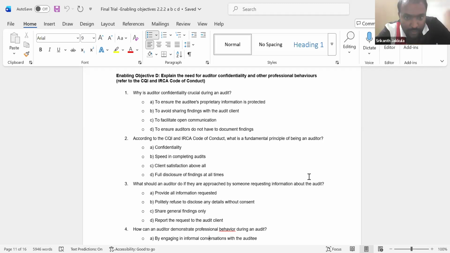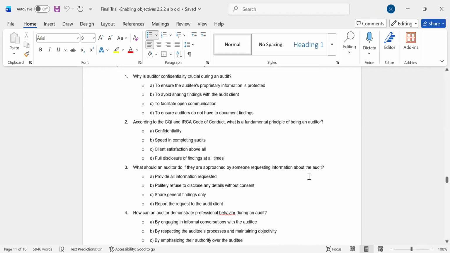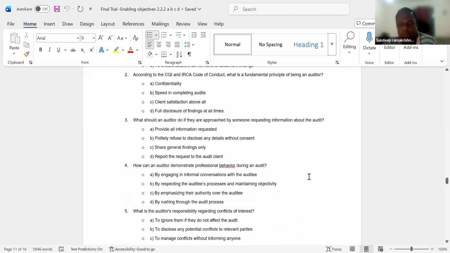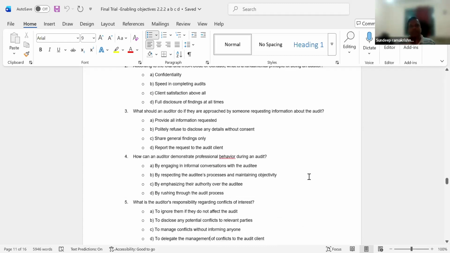What should an auditor do if they are approached by someone requesting information about the audit? A. Provide all information requested. B. Politely refuse to disclose any details without consent. C. Share general findings only. D. Report the request to the audit client. The answer is B. B, sir. Politely. Right. Very good. Right answer.